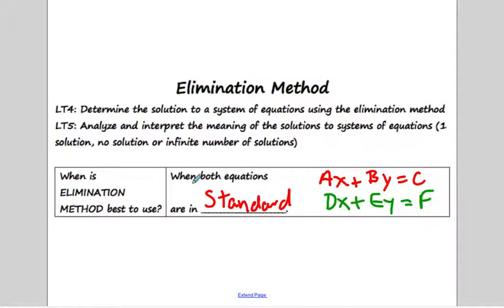Graphing would be best used if they're both in slope-intercept form. Substitution would be best used if one of the equations was y equals mx plus b, and the other equation was standard form, or it could even be slope-intercept form. Elimination, again, is best used if it's in standard form. If it's not in this form, you're going to have to get it into that form.